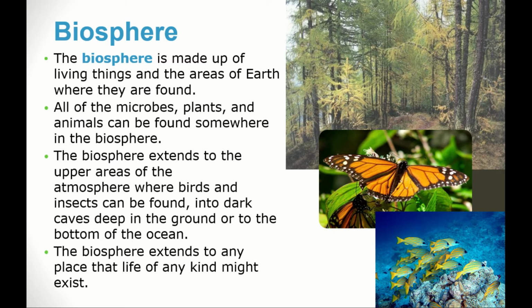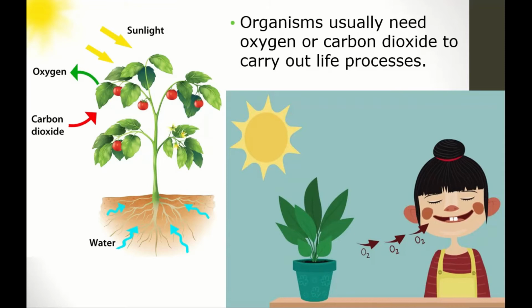So let's see an example of how important each organism or living thing is to each other. Organisms usually need oxygen or carbon dioxide to carry out life processes. And we are part of those organisms. So we have here an example. There is a human being and a plant. We all know that humans need oxygen in order for us to live. But plants also need carbon dioxide for them to create their food and to live.